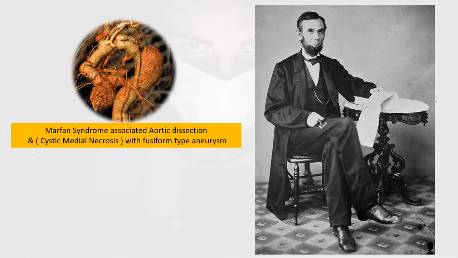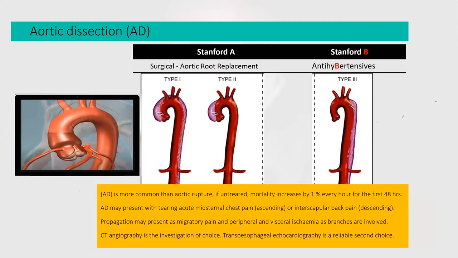Our case is aortic dissection, which is type A versus type B. We have Stanford A and Stanford B. Stanford A means the dissection involves all of these segments, which is called DeBakey type 1, or just the ascending one, which is DeBakey type 2. This is called Stanford A in both cases. And the treatment, as you see here in this video, is aortic replacement. So this is Stanford A, and this is not the case.